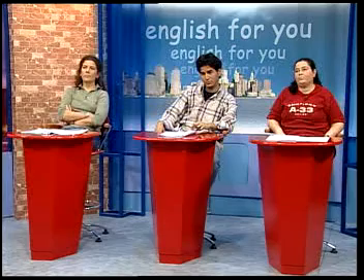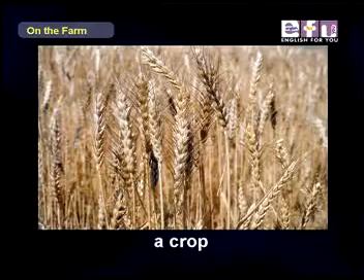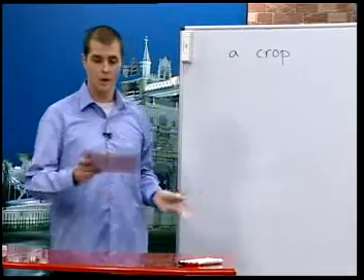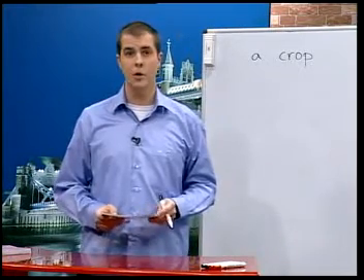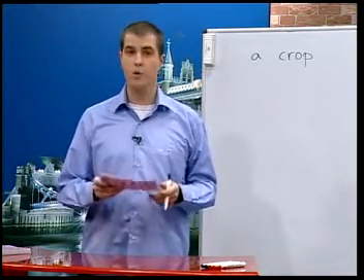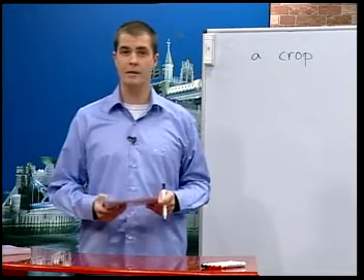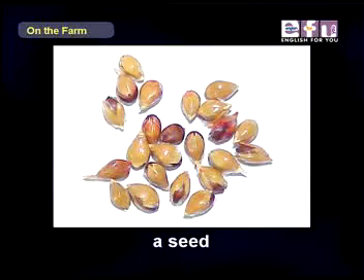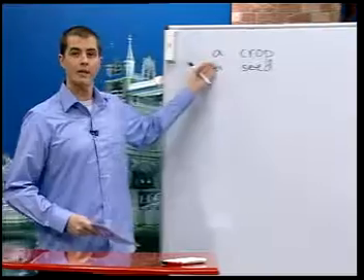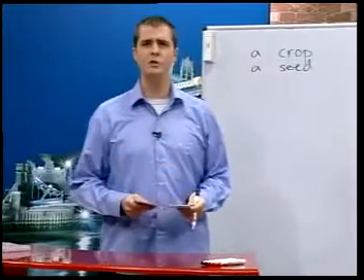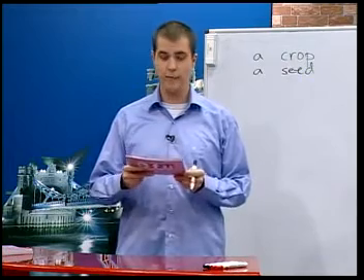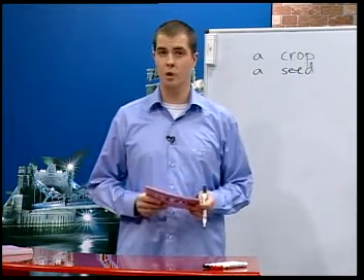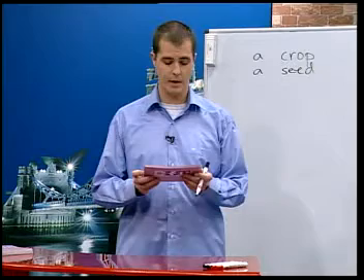First, let's learn some new vocabulary. So we have a crop. A crop is a plant that is grown by farmers, especially in order to be eaten. For example, wheat is a crop and rice is a crop. A seed. A seed is a small, hard object produced by plants and from which a new plant can be grown. The same plant can be grown from a seed.